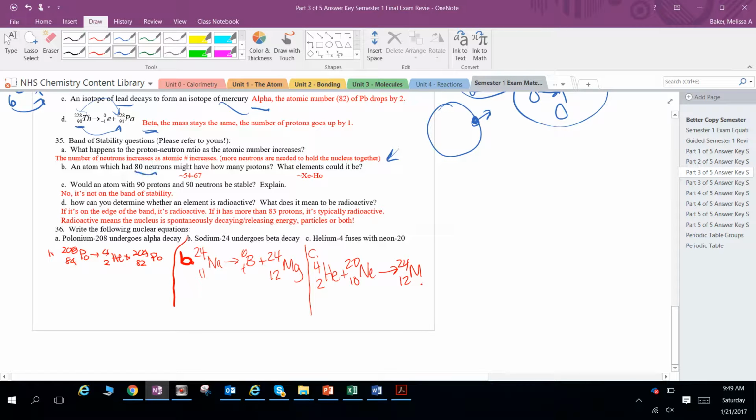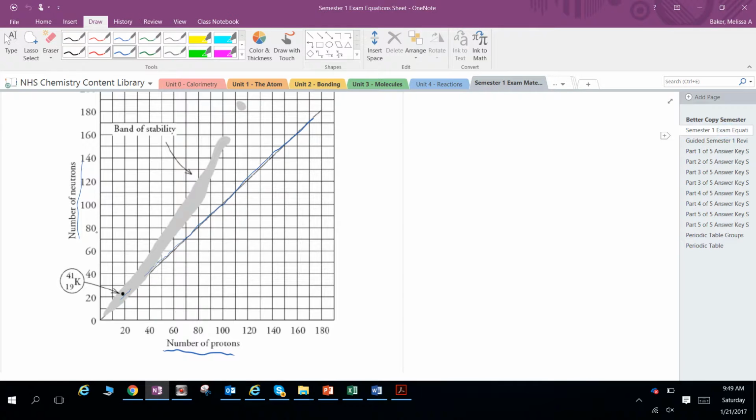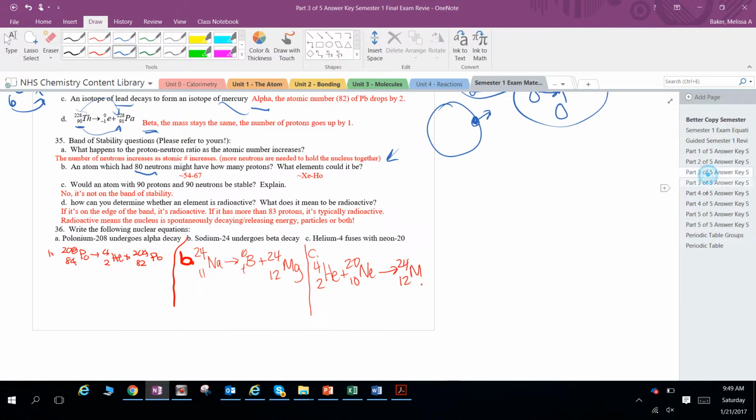What if an atom has 80 neutrons? How many protons might it have? 80 neutrons. Let's go over to here. Right in the center is number 60. So you would need, what did I say in my answer key? Somewhere between 54 and 67. Okay, so I just gave a range there. That's really specific, and if you don't get the exact same as me, that's totally fine.